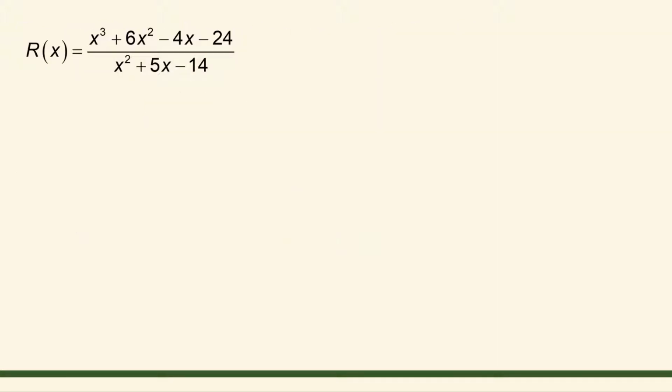So we have our rational function r of x, and to begin, let's factor the numerator and denominator of this fraction completely. Using factor by grouping techniques, the numerator of our rational function will factor as the quantity x plus 2 times the quantity x minus 2 times the quantity x plus 6. The denominator, x squared plus 5x minus 14, will factor as the quantity x plus 7 times the quantity x minus 2.